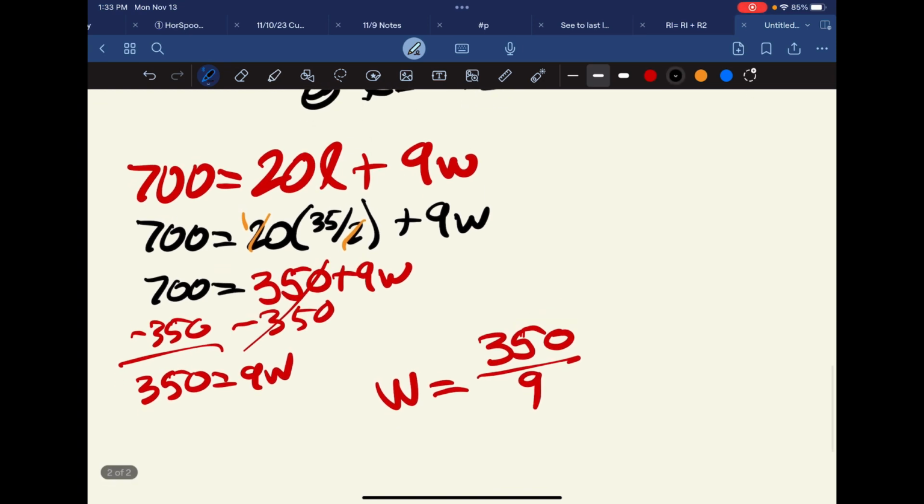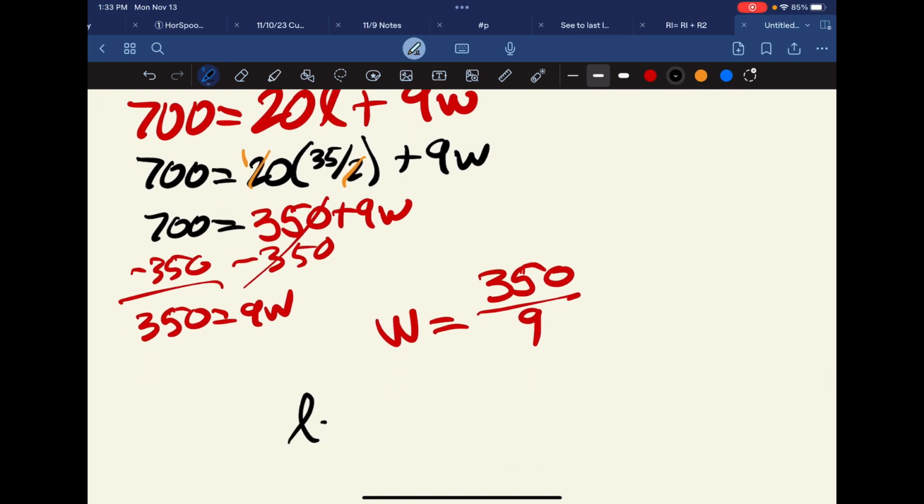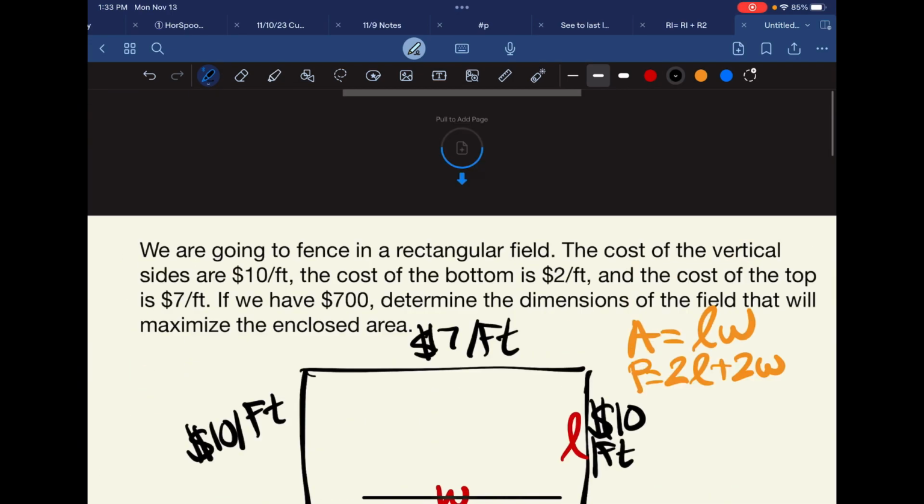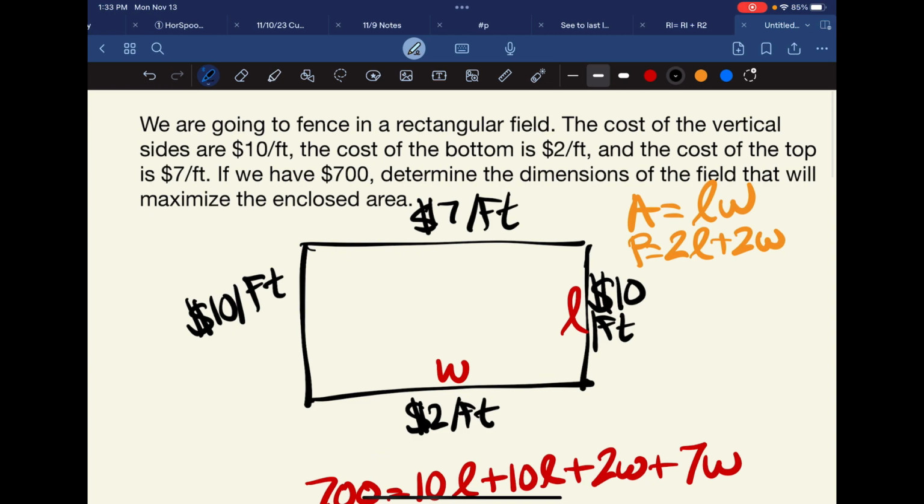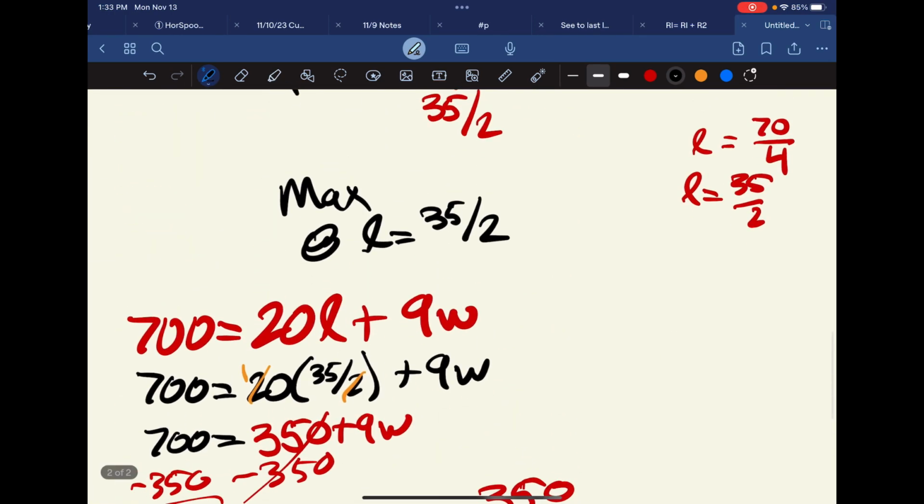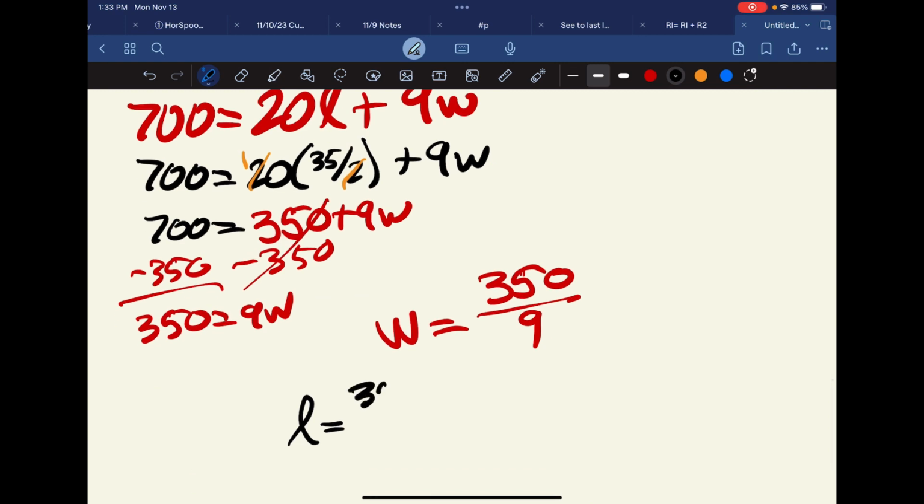So our final answer could be L equals, or what is the question actually asking us? Determine the dimensions. Okay, so dimensions just means they want you to give the length and they want you to give the width. So L equals 35 halves. And W equals 350 divided by 9. That's going to be our final answer.